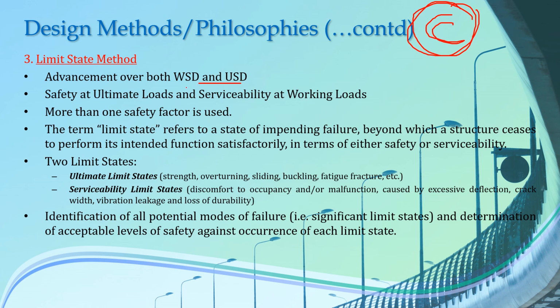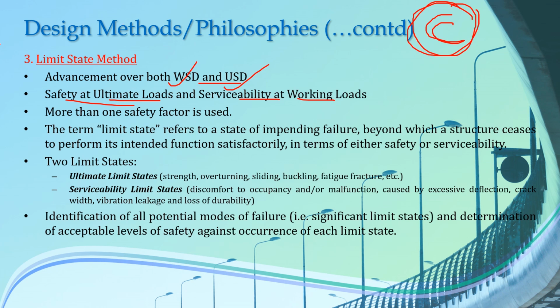So working stress method considered only service load conditions, ultimate strength method considered only ultimate conditions, but in limit state method, we consider both ultimate condition and working conditions or working loads. So limit state method tries to ensure safety at ultimate loads and serviceability at working loads so that more than one safety factor is used. So this philosophy uses more than one safety factor to provide adequate safety at ultimate loads and serviceability at working loads.